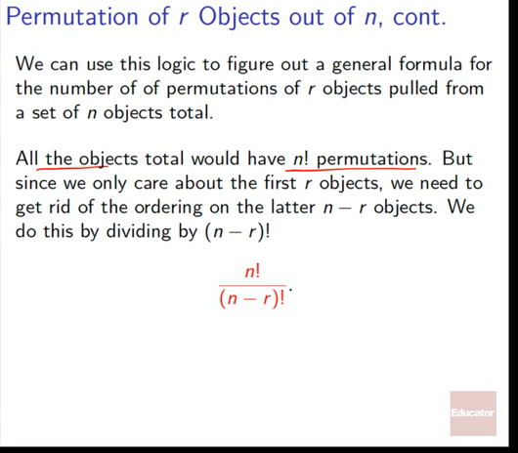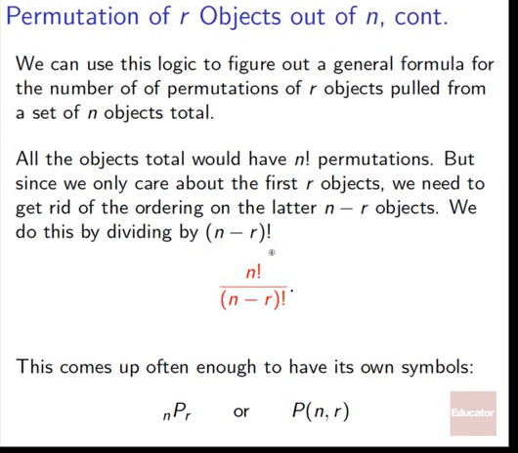But we don't care about all the objects. We only care about the first R objects. So we need to get rid of that stuff that we don't care about. We don't care about the latter N minus R objects. So we get rid of the ways that we can order that tail, that back N minus R. Because we only care about the first R, so the rest of them will be N minus R. So we do this by dividing by N minus R factorial. So previously that was 26 minus 5, so 21 factorial. So that gets us N factorial divided by the part that we don't care about, N minus R factorial.